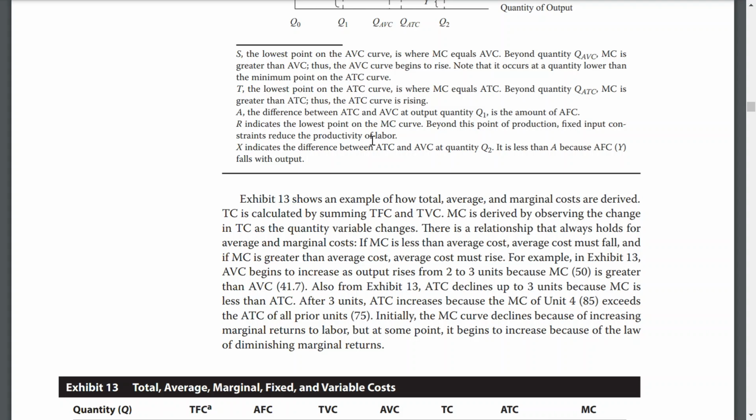For example, in Exhibit 13, average variable cost begins to increase as output rises from 2 to 3 units because marginal cost of 50 is greater than average variable cost of 41.7. Also from Exhibit 13, average total cost declines up to 3 units because marginal cost is less than average total cost. After 3 units, average total cost increases because the marginal cost of unit 4, or 85, exceeds the average total cost of all prior units, 75. Initially, the marginal cost curve declines because of the increasing marginal returns of labor, but at some point it begins to increase because of the law of diminishing marginal returns. These are all really fundamental.